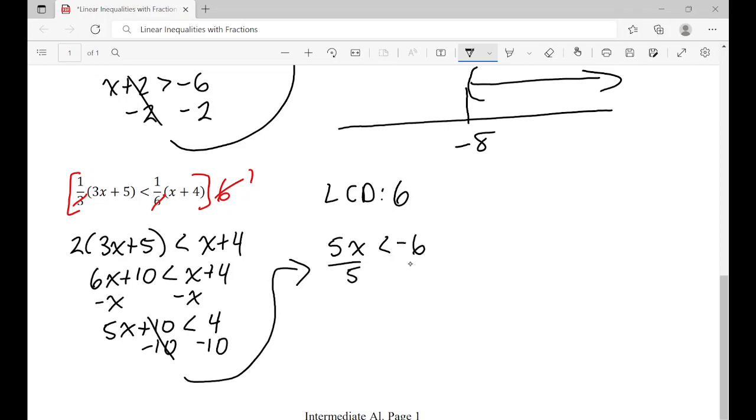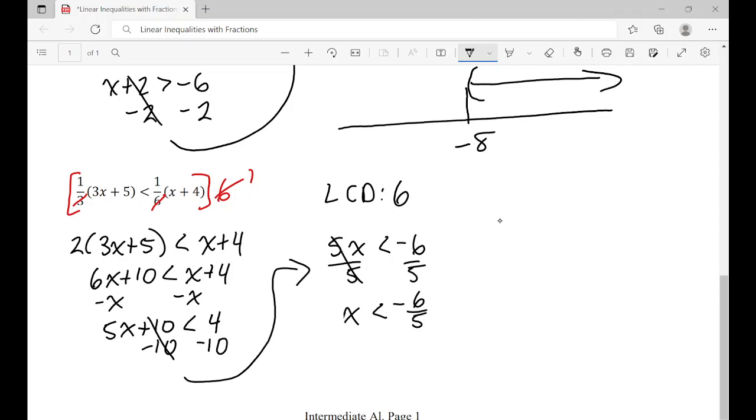And then divide by 5 on both sides, which will cancel out. And I'm going to get x is less than negative 6/5. Now make sure I divided into a negative, which is fine. The inequality sign does not need to flip. Only if you divide by a negative does it need to flip.